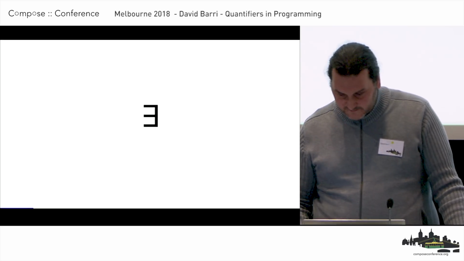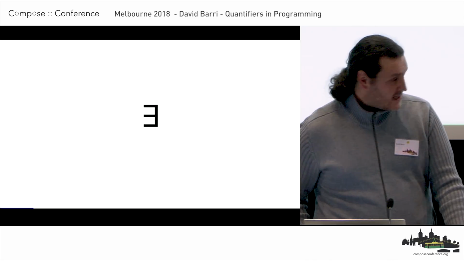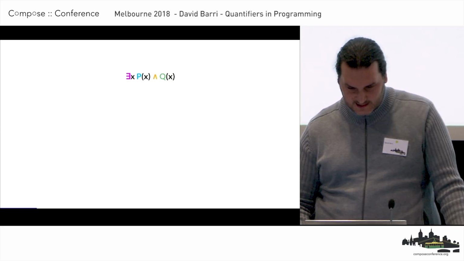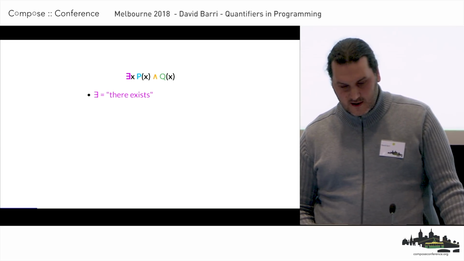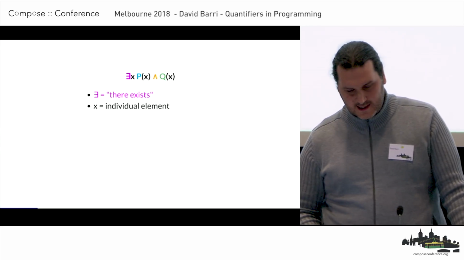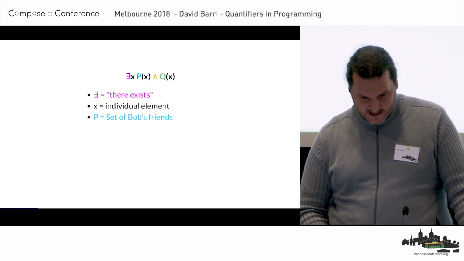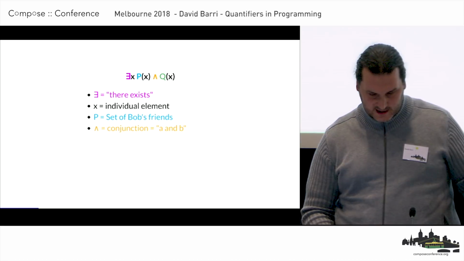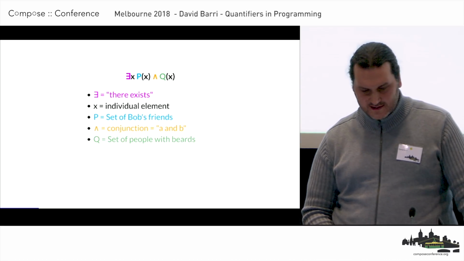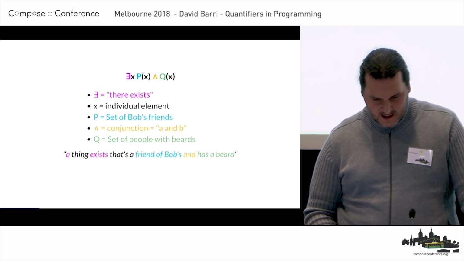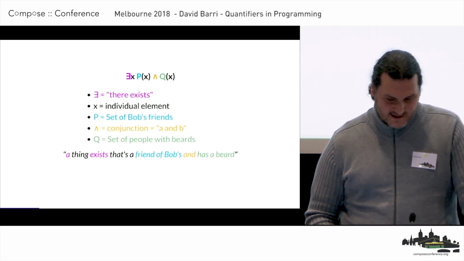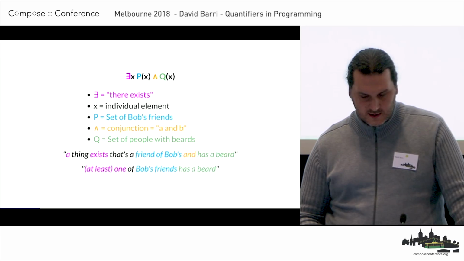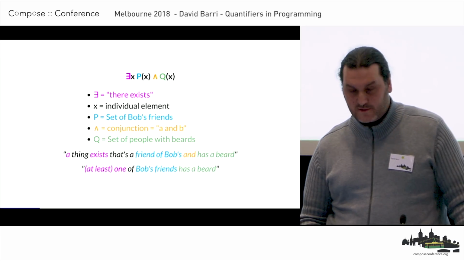The second most common quantifier is this backwards E, existential quantification. So we'll look at a similar statement. There exists an X. P is still a set of Bob's friends. This time we're going to use conjunction, so A and B. Q is still a set of people with beards. So a thing exists that's a friend of Bob's and has a beard. In other words, at least one of Bob's friends has a beard.